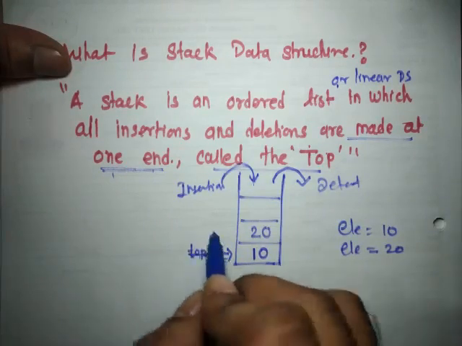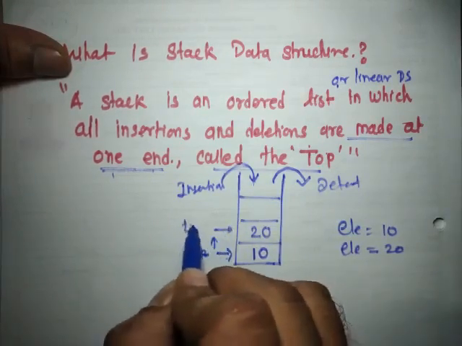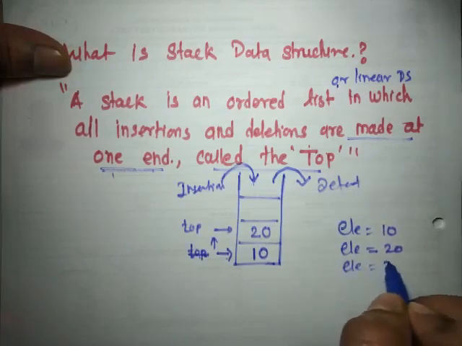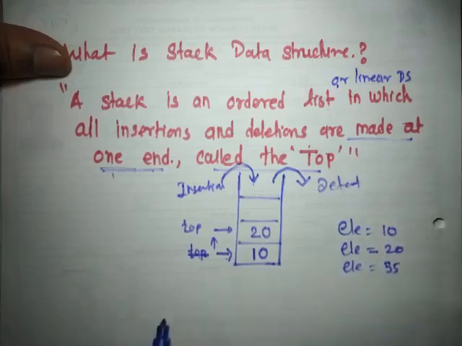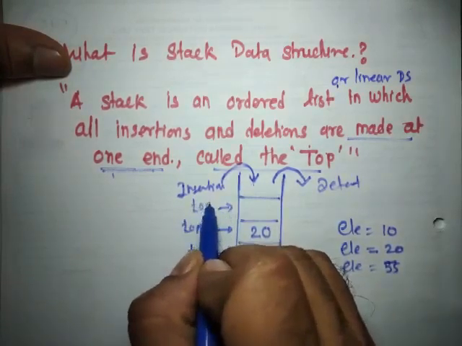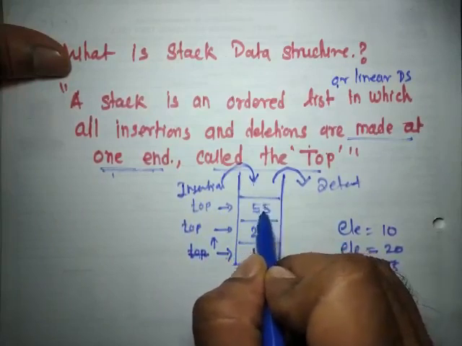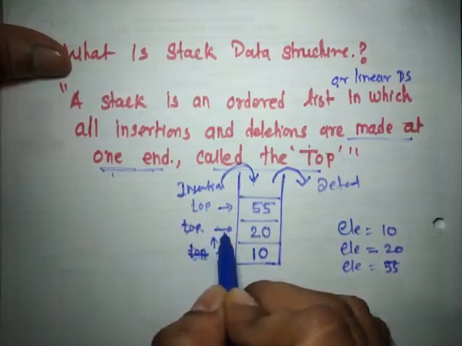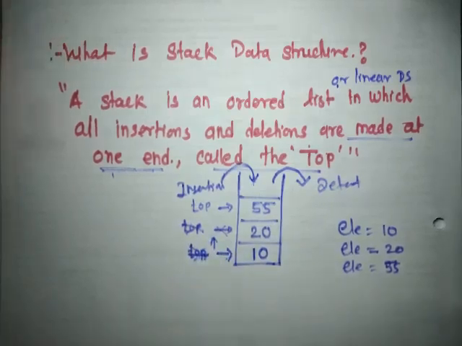Now your top goes to the next location. We are going to insert one more element, that is 55. So first top will be incremented by one position, so top is equal to 55. Now top is pointing to this location. So this is what stack insertion operation.